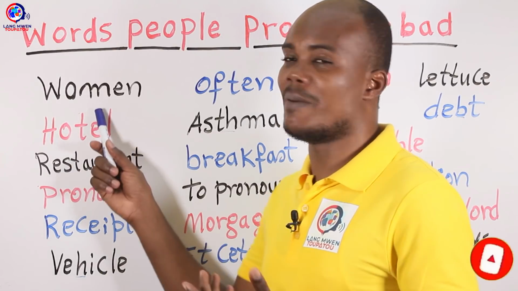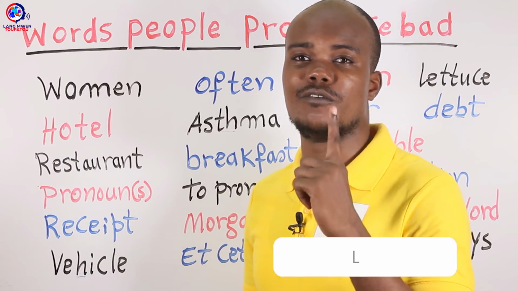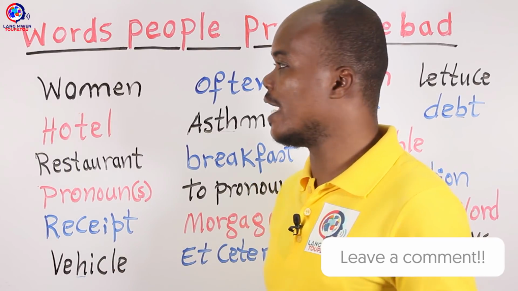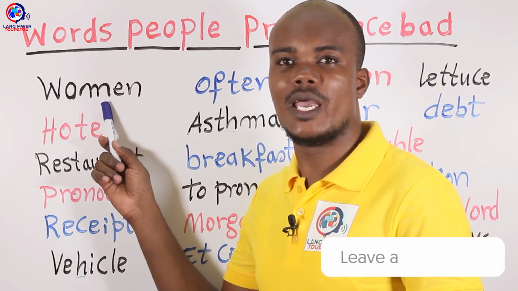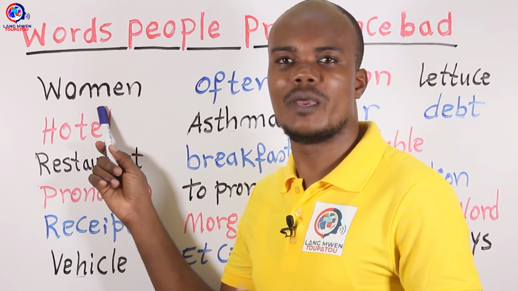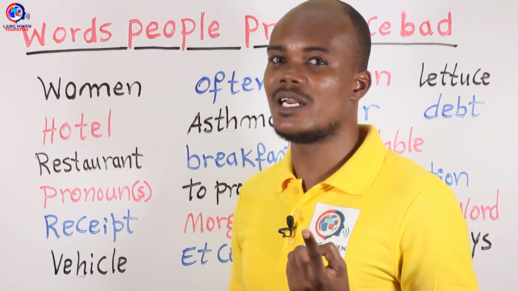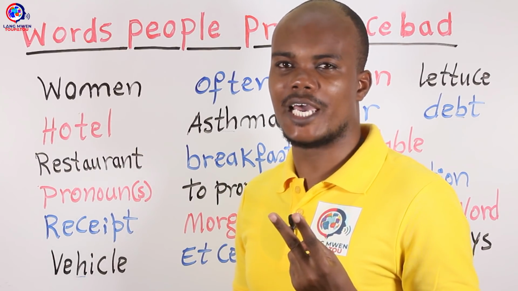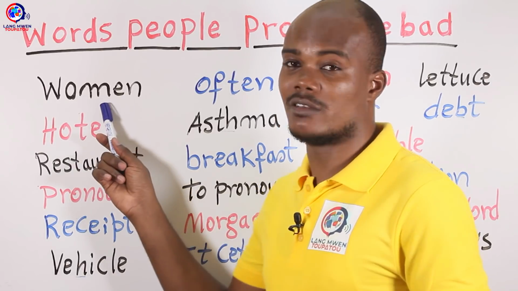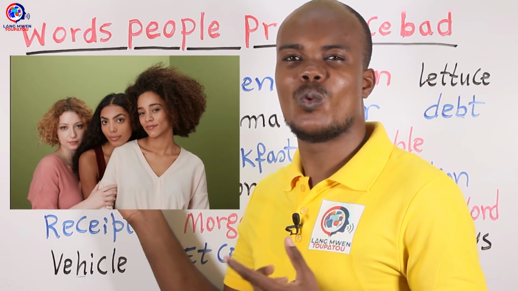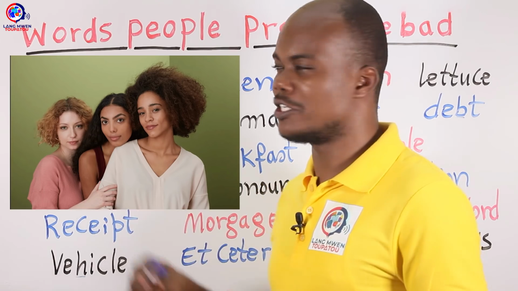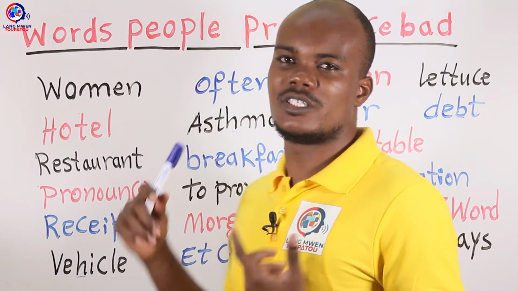You say women. For the singular, you say woman, and for the plural, you say women. Women, okay, women. For example, one woman, two women, okay? Good. Can you pronounce after me? You say women. Great, women. Sounds good. Let's go for the second word.